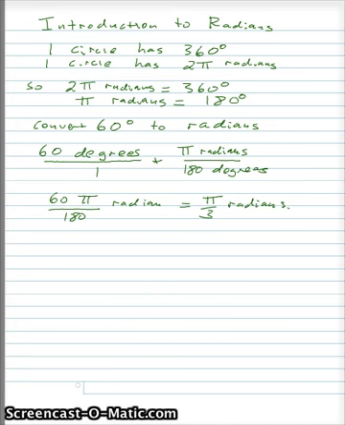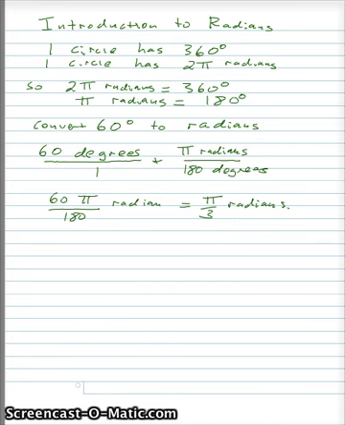You probably want to memorize that 60 degrees is pi over 3. 30 degrees is pi over 6. 90 degrees is pi over 2. 45 degrees is pi over 4. You really want to become comfortable with those because we use them so often.